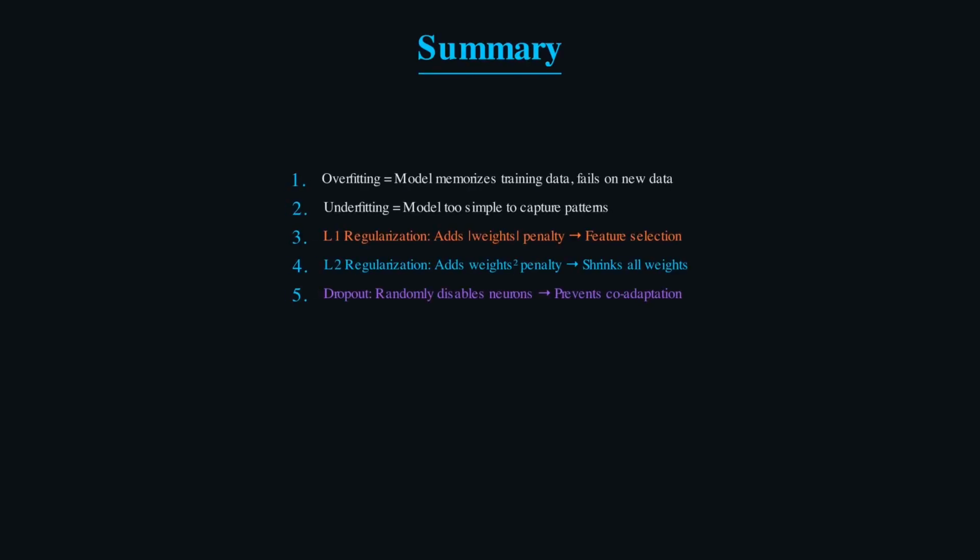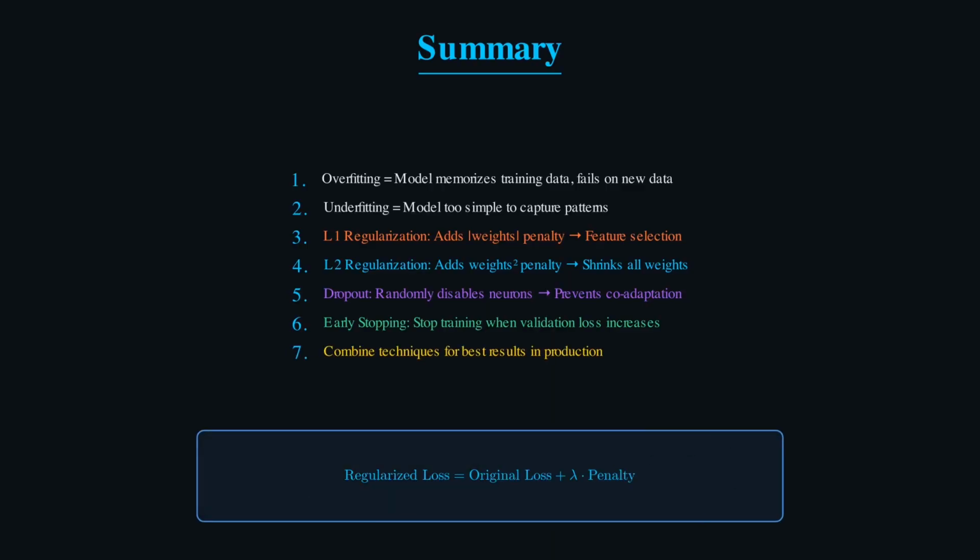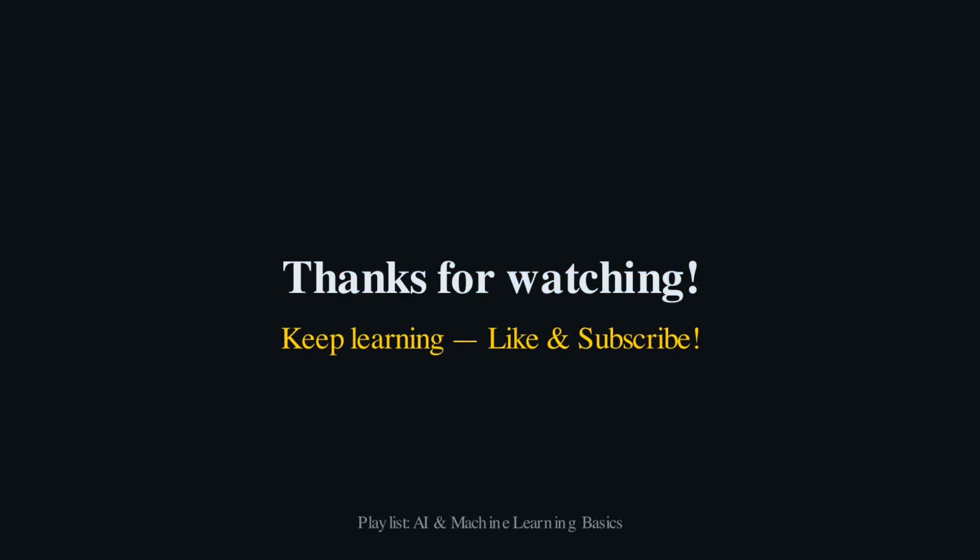Overfitting memorizes while underfitting misses patterns, so combat this with L1 for feature selection, L2 for weight control, Dropout for robustness, and early stopping to halt training at the right time. Combine these techniques using the simple formula. Regularized loss equals original loss plus penalty. Your model learns patterns, not noise.